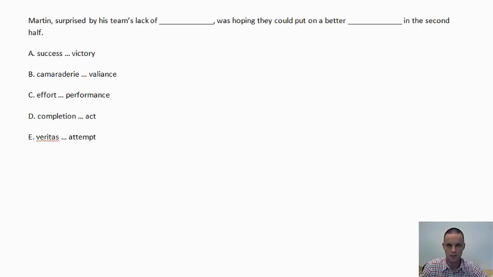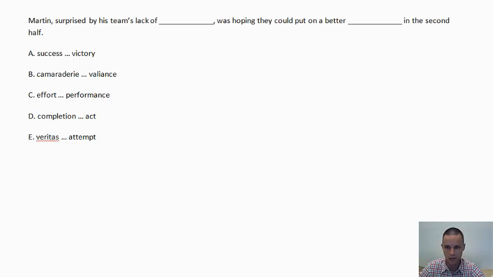Alright, so let's take a shot at the sentence completion problem. Make sure to always use the anticipate method, and let's always use the process of elimination. So, Martin, surprised by his team's lack of blank, was hoping they could put on a better blank in the second half. So reading this problem, our goal is to try and get an idea of how each of these blanks is functioning in the sentence. Let's try and come up with our own word that's going to make sense before we ever look at the answer choices.